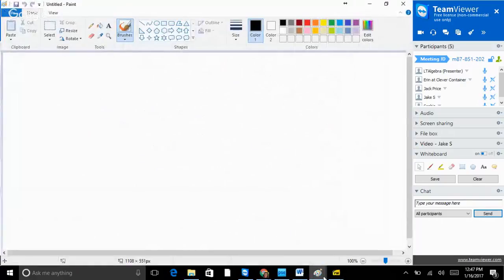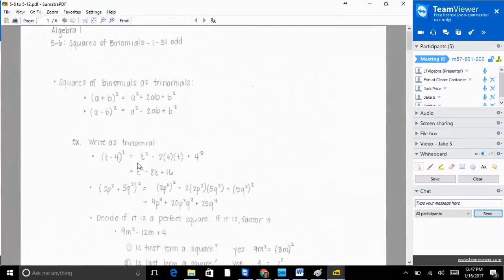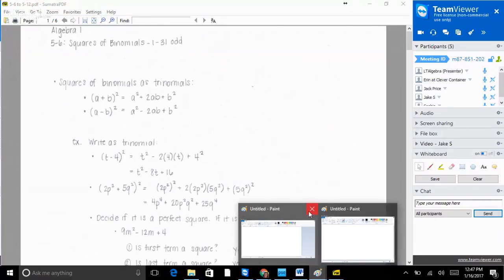Okay, so we're talking about something called squares of binomials, but I was telling everybody not to get too confused with the wording.